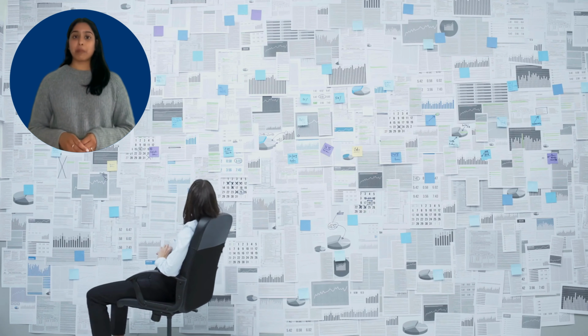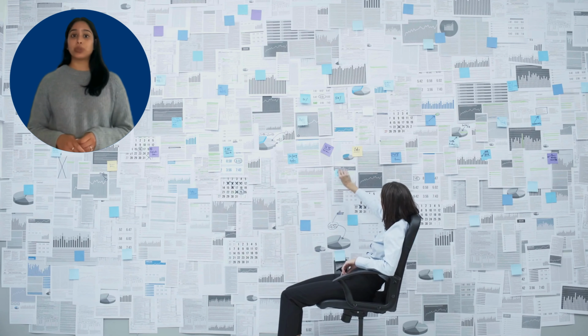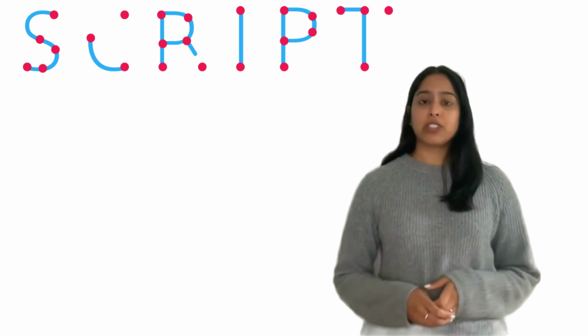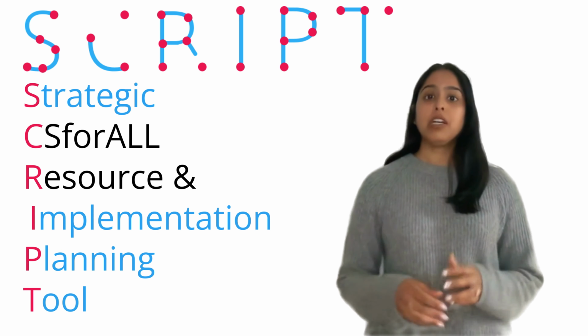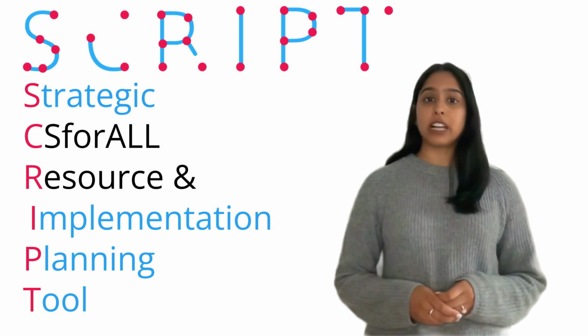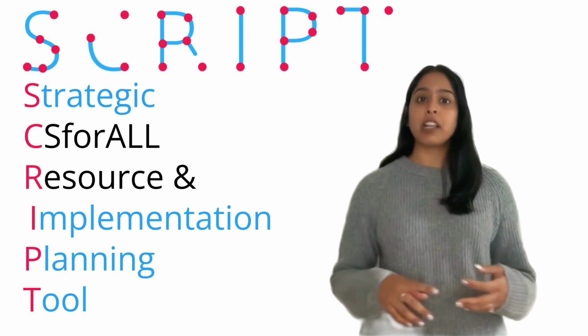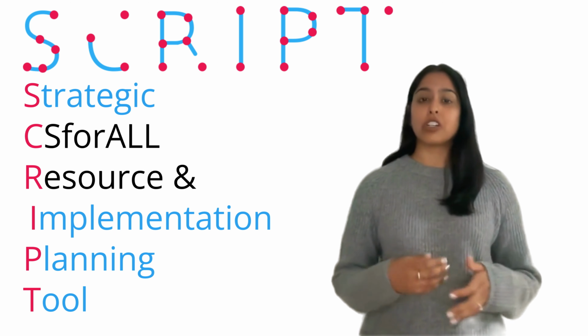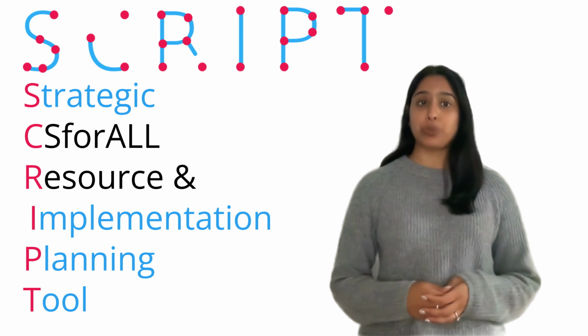Creating a K-12 comprehensive CS plan can be an overwhelming task. SCRIPT is a tool you can use to guide your team in creating a plan. SCRIPT stands for Strategic CS for All Resource and Implementation Planning Tool. This is a framework to guide district and LEA teams through a series of collaborative visioning, self-assessment, and goal-setting exercises to create or expand a CS education implementation plan for your students.